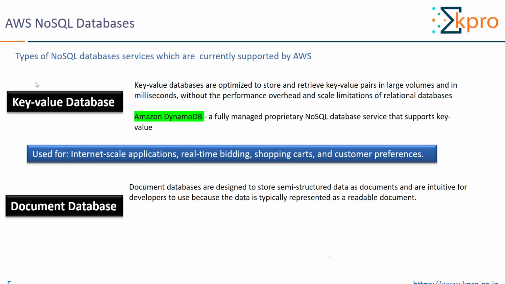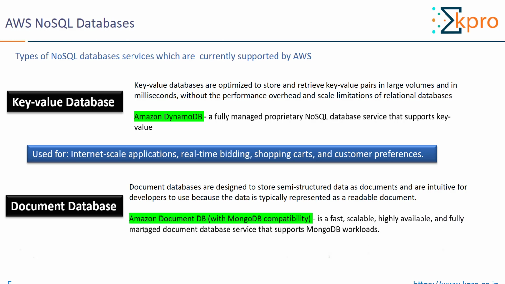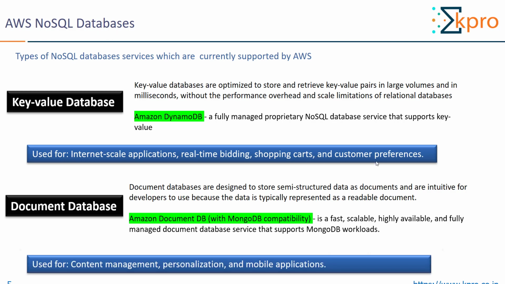Now, which AWS service is it? Amazon DocumentDB. Amazon DocumentDB with MongoDB compatibility is a fast, scalable, highly available and fully managed document database service that supports MongoDB workloads. So Amazon DocumentDB is not just a database service, it is a database itself, a product of AWS. So these are the AWS NoSQL databases present in the AWS cloud. And what is the use case? Use cases for content management, personalization and mobile applications.